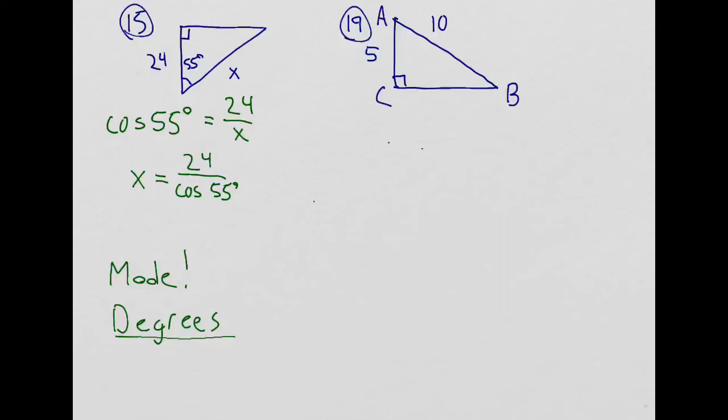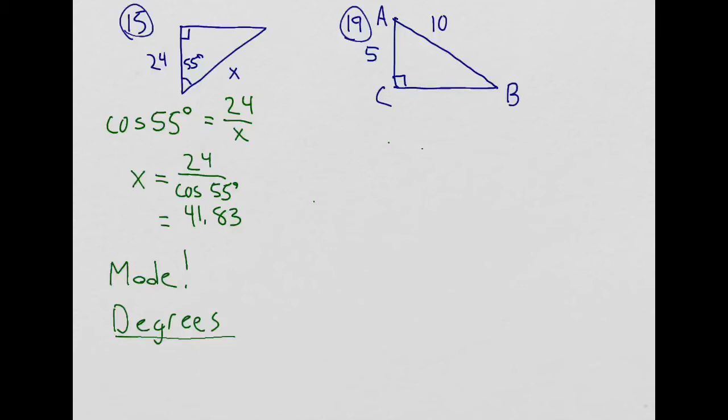Again, let me know if you can't find that. But once you got that set up right, this is a piece of cake. You just do 24 divided by the cosine of 55 degrees on your calculator, and that is about a 41.83. If you get something different from that, calculator is in the wrong mode.